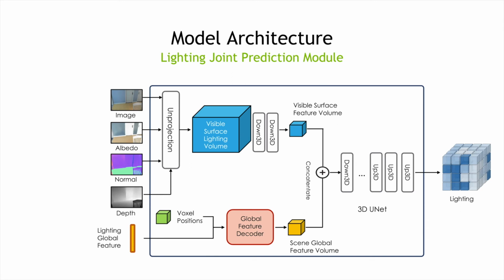In this module, we utilize features from 2 streams. In the top stream, we unproject the visible field of view information into a 3D volume and process it with 3D convnets. In the bottom stream, we decode the global feature vector extracted from the input image into a feature volume. The 2 streams are fused together to predict the volumetric lighting.